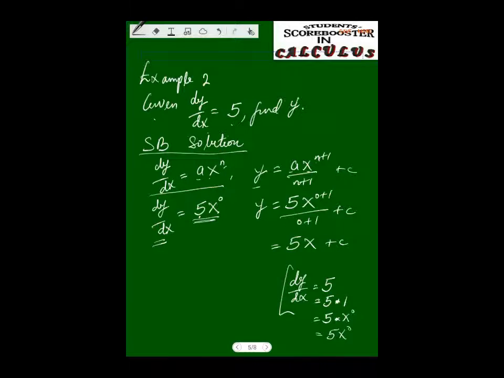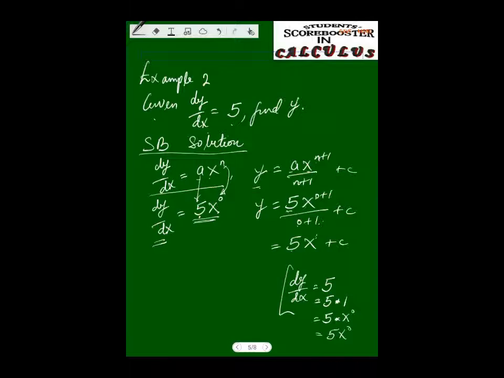Okay, now the solution from the general formula is y is equal to ax raised to power n plus 1 over n plus 1, plus c. So now we have 5, which is our a. Remember, this is a and this is n. So our a is 5, then x raised to power 0 plus 1 over 0 plus 1, right? So you have 5, 0 plus 1 is 1, so you don't need to write anything here. This is 1, and 0 plus 1 is also 1. So 5x over 1 is 5x, then plus c.